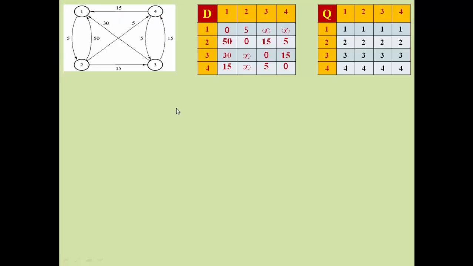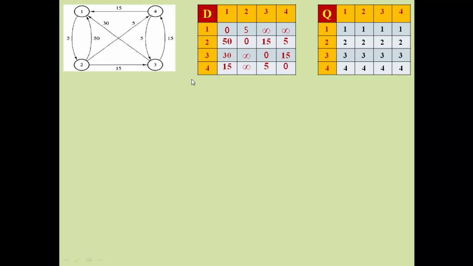So now for this graph we have initially two matrices: matrix D, which has the direct distance from one node to another node, and matrix Q, which has the intermediate node value. Now as per the basic logic of our Floyd algorithm, we have to take an intermediate node to reach the destination node, and we may get the shortest path.